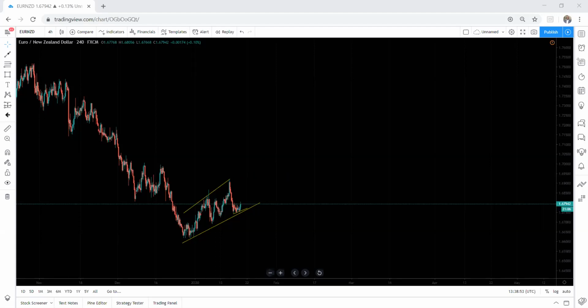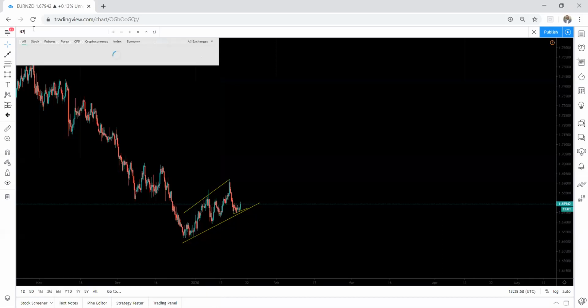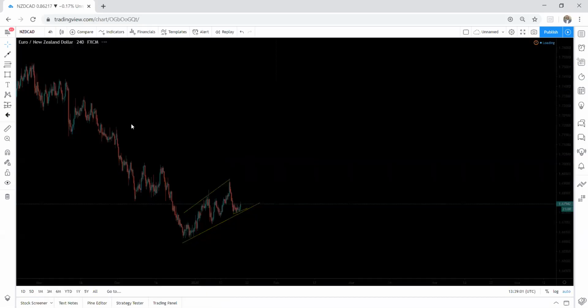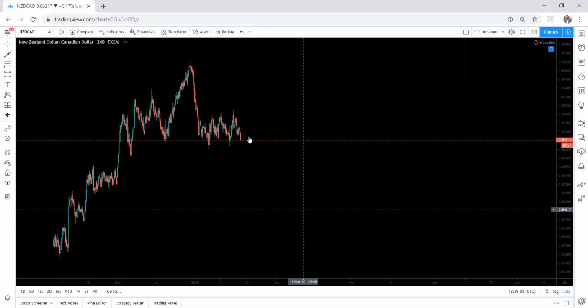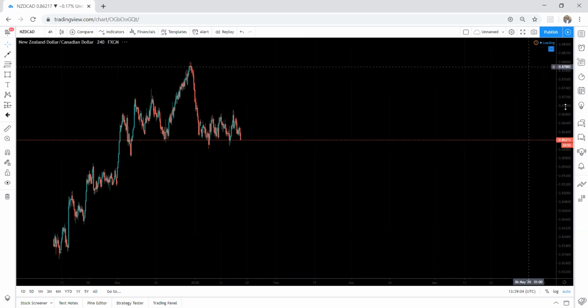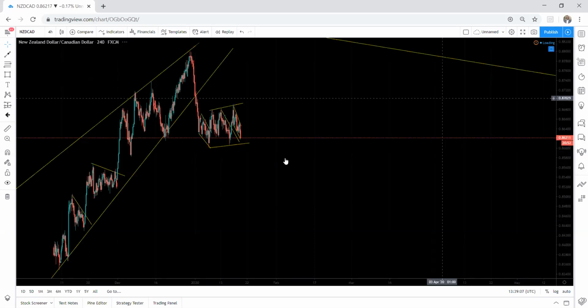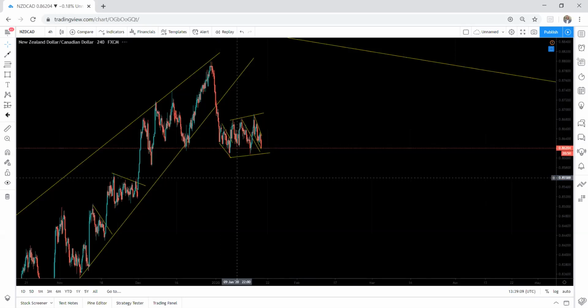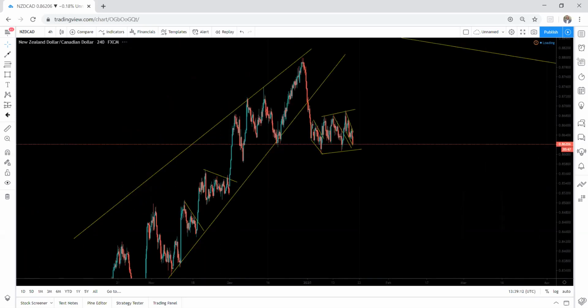That is Euro NZD. We have an update on NZD card. Good. This is going to hit my set stop. I have a set stop order here. Guys, look at this structure. This is a very simple structure, not hard to understand at all.